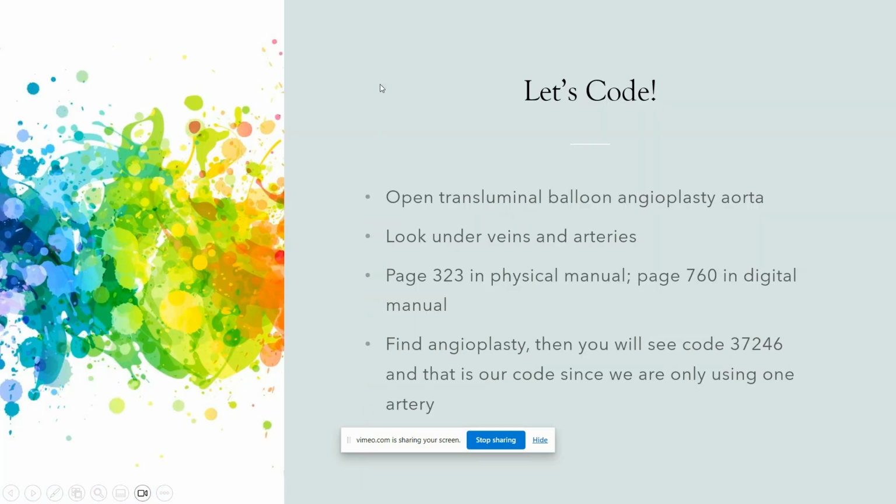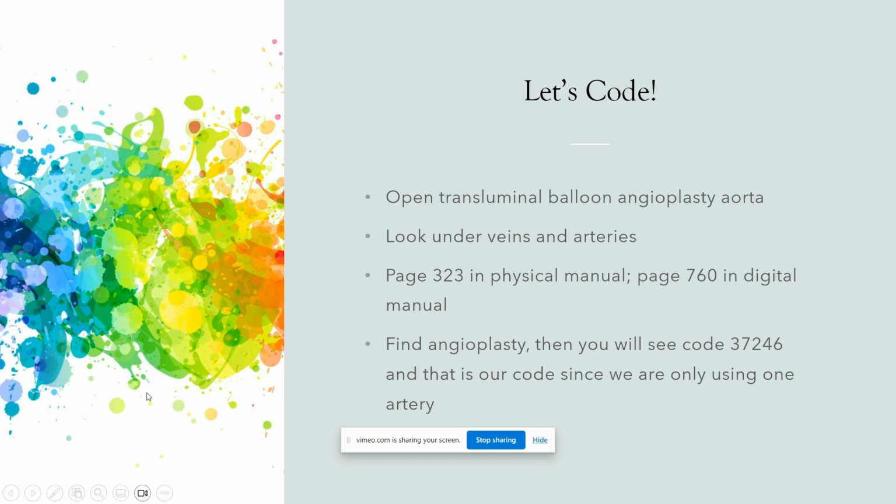And here's another one. Open transluminal balloon angioplasty aorta. We're going to look under veins and arteries. How do we know that? Number one, angioplasty, angi, lets us know that it is done to a vein or artery, and then aorta. So we're going to look under veins and arteries, which is page 323 in the physical manual, 760 in the digital manual. You're going to find angioplasty. You will see code 37246. We're only using one artery, it doesn't state anything about any more, so we're only using that one code, and that's our code.